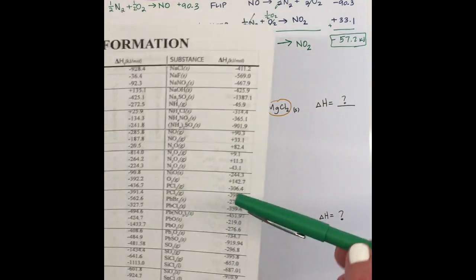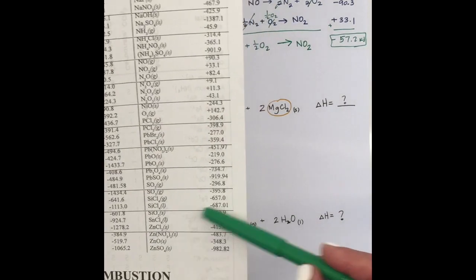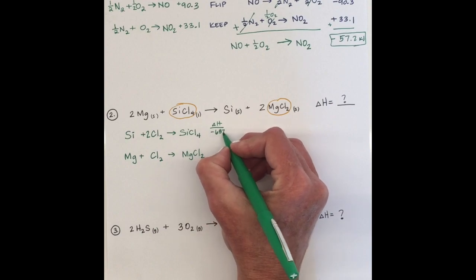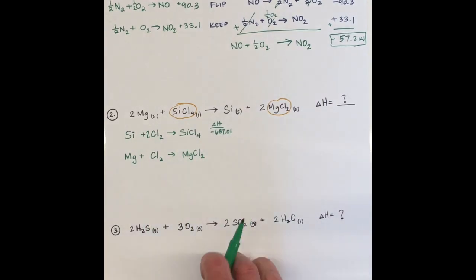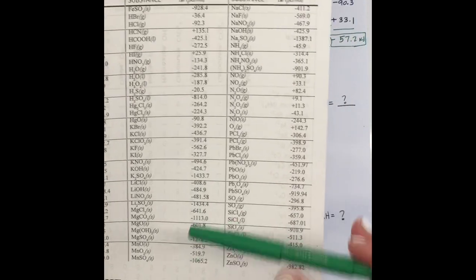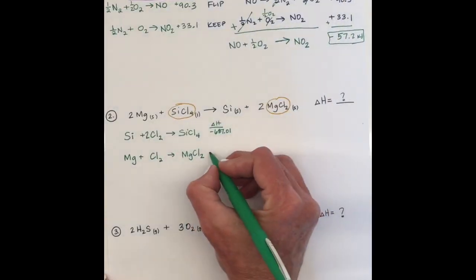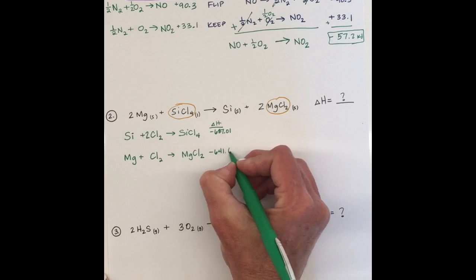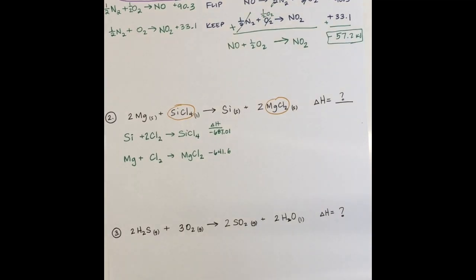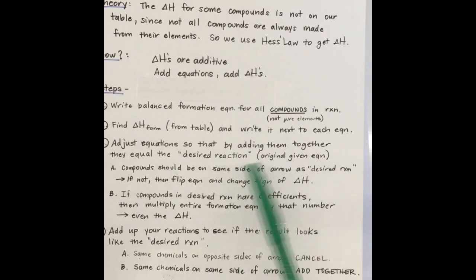So silicon tetrachloride, negative 687.01. Magnesium chloride, negative 641.6. So we're keeping a little column of the delta H's right next to it. That was step 2. Refer to your steps if you're ever stuck.